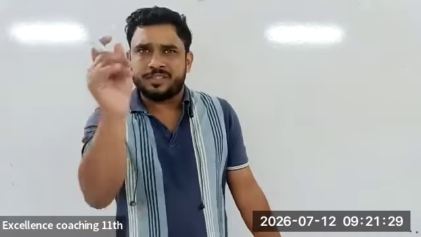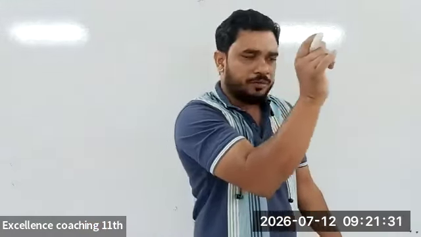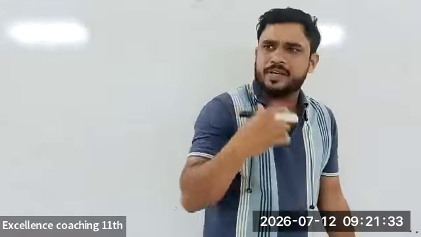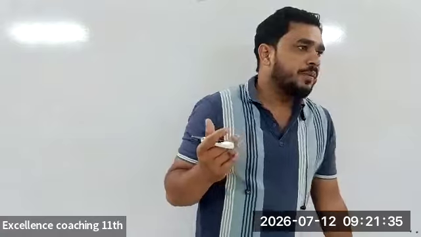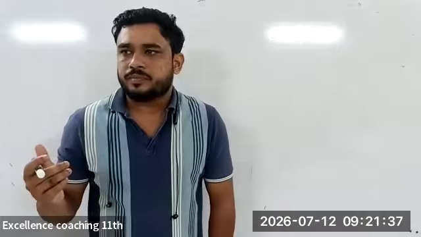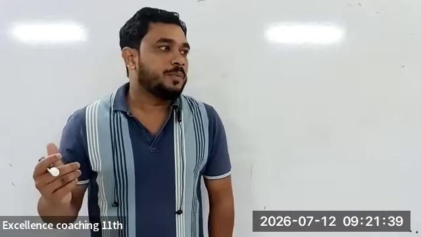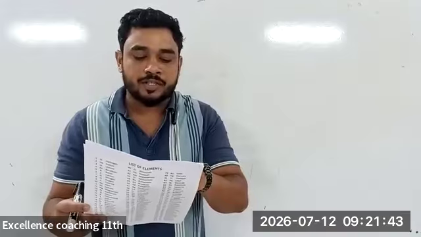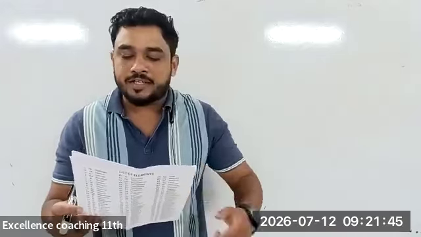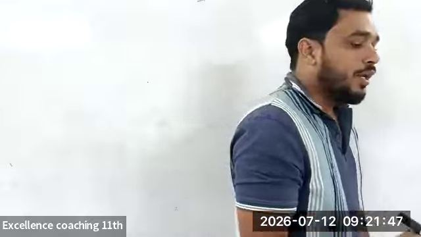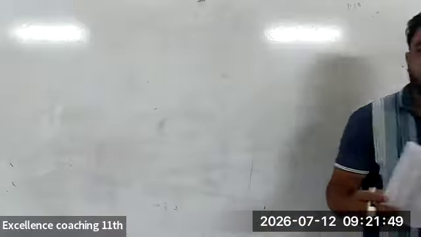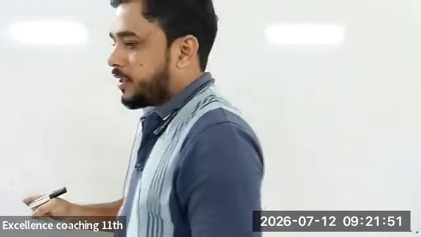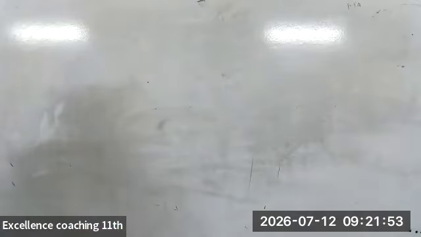Hydrogen and helium. Actually we don't keep hydrogen only in the first period, but we consider it is in the first period. How many elements in the second period? 8. We'll go with this. The first period corresponds to n equal to 1, that is orbital 1s. It consists of 2 elements.